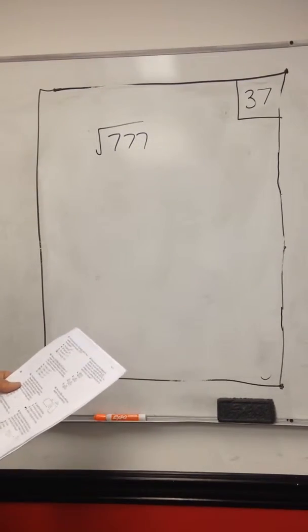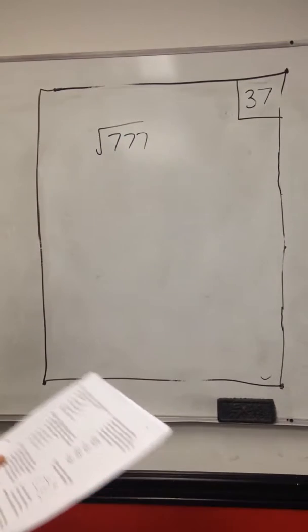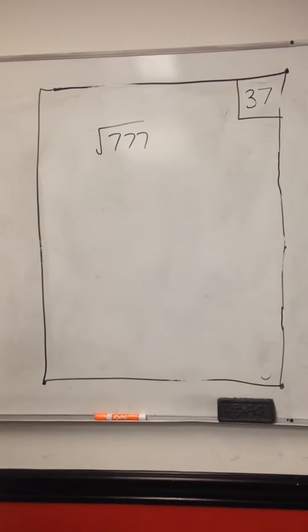Problem 37. It's asking, on a number line, between which two numbers would the square root of 777 be located? There's no easy approach unless you know a lot of your perfect squares. But if you look at the answer choices, they go from A, 24 to D, 28.